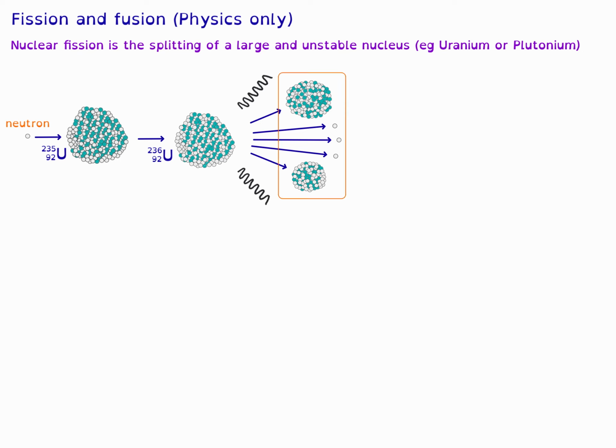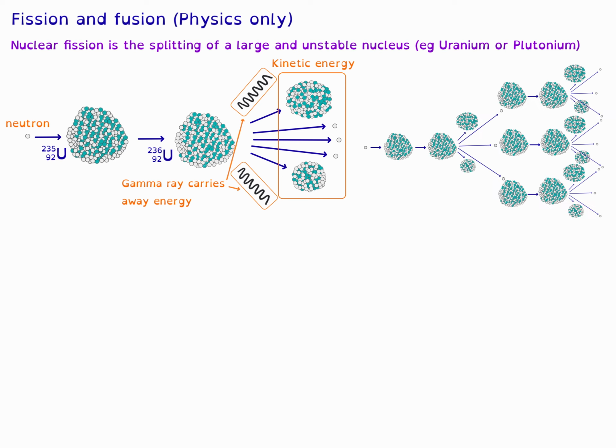We have 2 daughter nuclei produced, and on average we have 3 neutrons produced as well, and they carry away some of the energy in the form of kinetic energy. You also have gamma radiation released from this reaction, and that carries away large amounts of energy. Now, nuclear fission is useful because it forms a chain reaction, and that chain reaction can go on to produce lots of energy. And this energy can be used in nuclear reactors in a useful way.